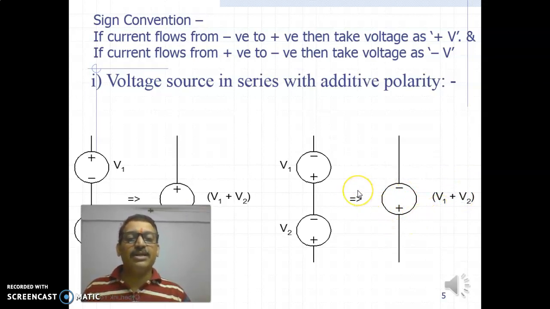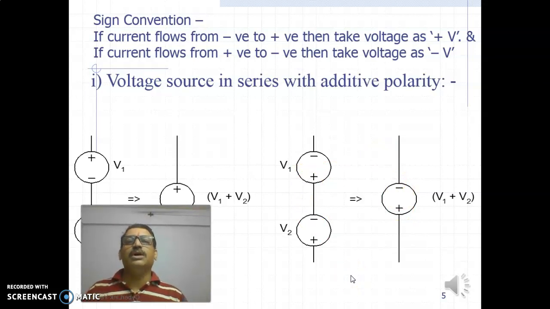But the polarity of the voltage source V is again taken from either V1 or V2. So again you have to follow the polarity of the same voltage source, V1 or V2. So you get positive downward and negative upward. This is for voltage sources connected in series that follow the additive property. Let us consider the second case.